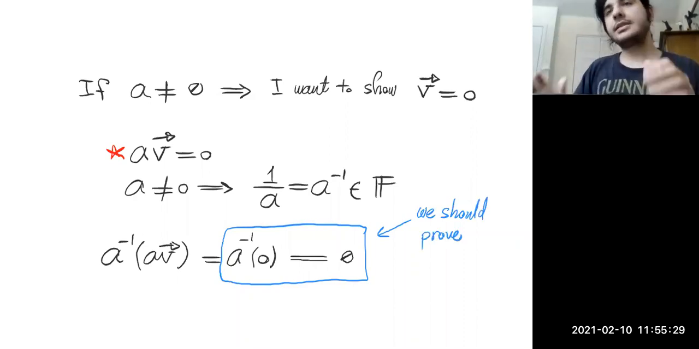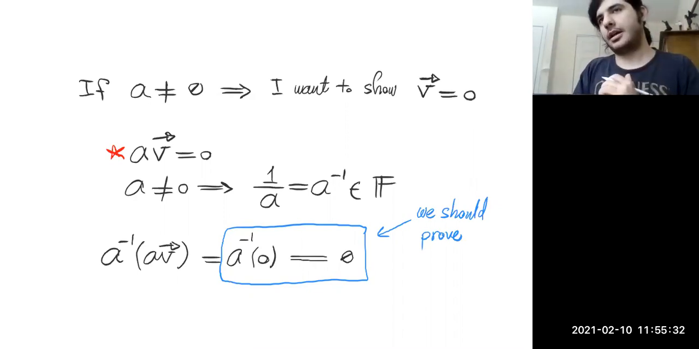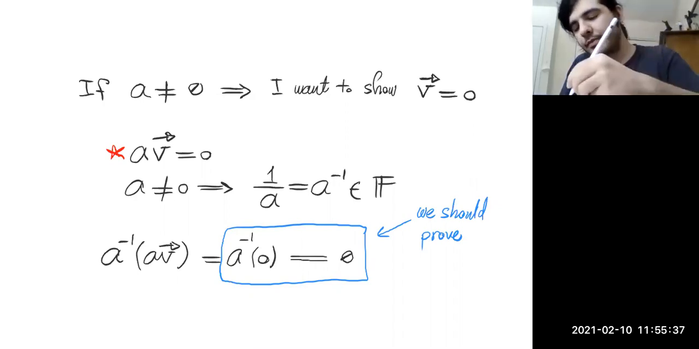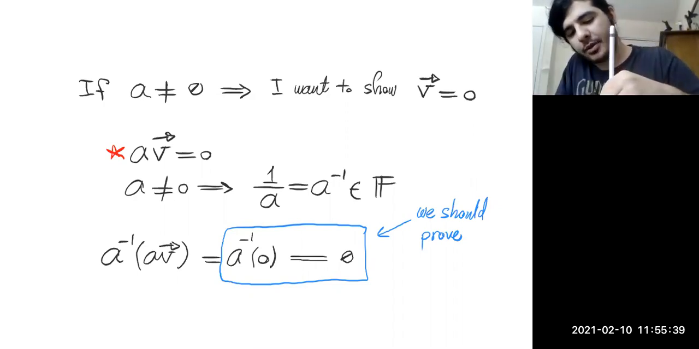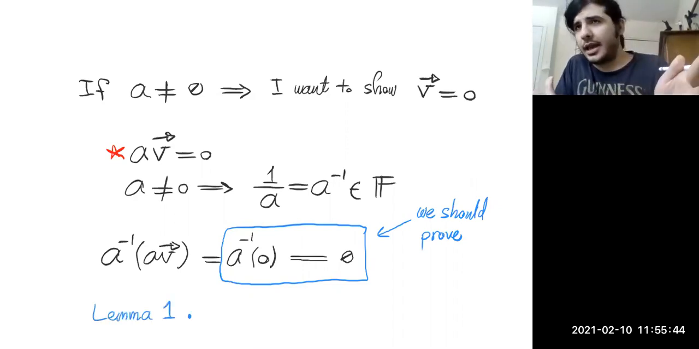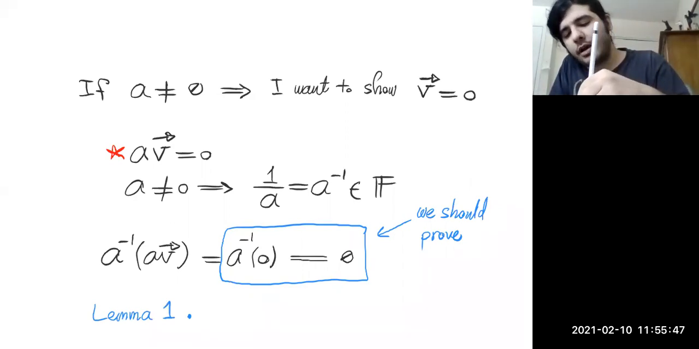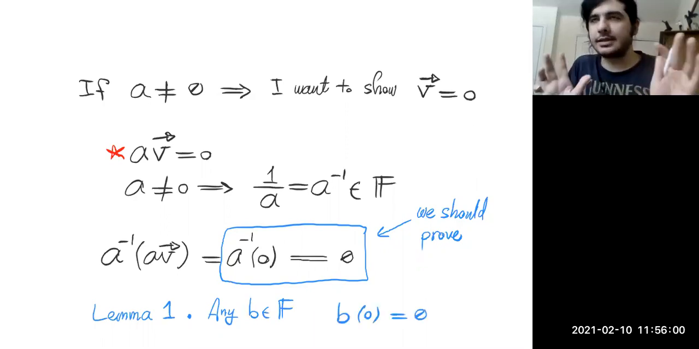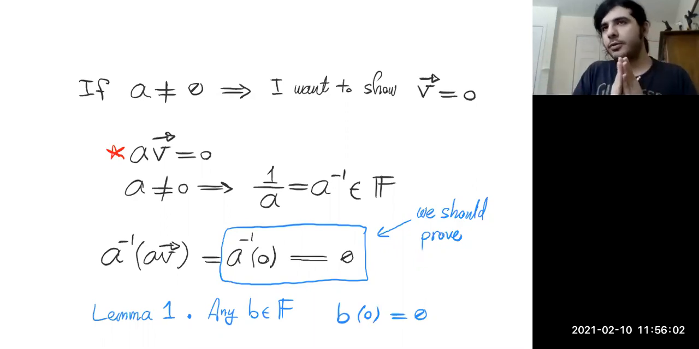Okay. So let's first prove that, and then I would continue with the proof. First, we need a lemma. Let's call this lemma 1. We need to prove, rather than A inverse, I want to say any number. So for any element, for anything in the field, let's say B, B times 0 is 0. That's lemma number 1.